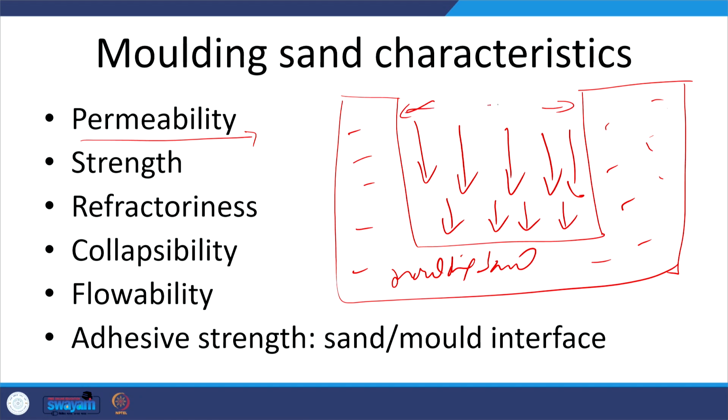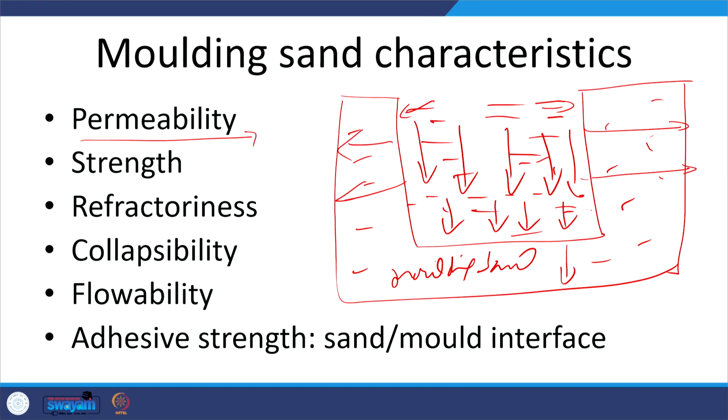Since the molten metal has been filled in here, if it has dissolved gases, then these gases must be allowed to escape. The gases in the molten metal should be allowed to escape, and this escaping is possible only through the pores in the sand mold. If there are enough pores, they will allow easy escaping of the gases dissolved in the molten metal. How easily the gases are able to escape depends on the permeability.